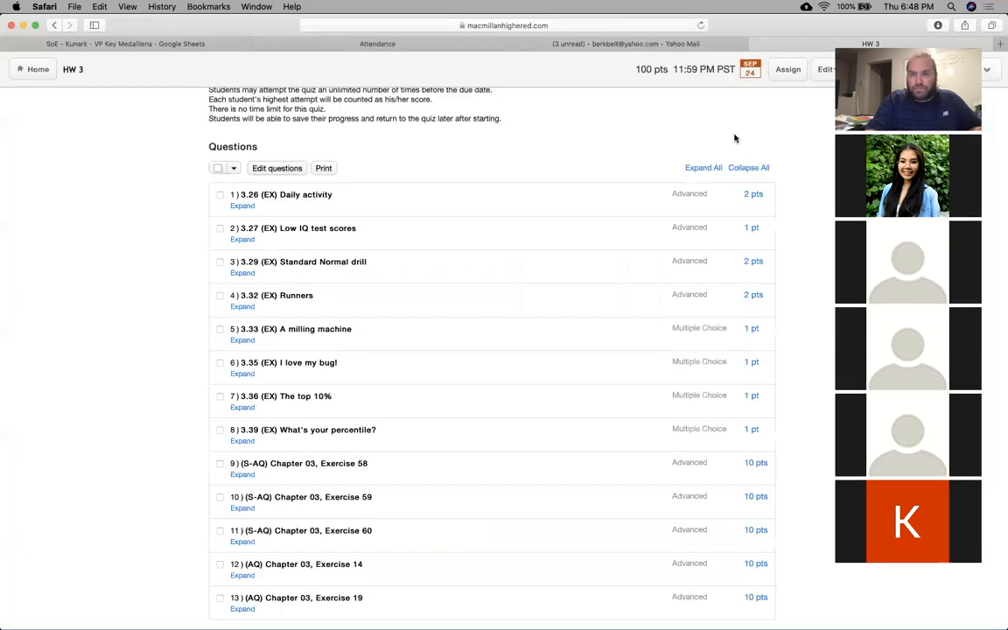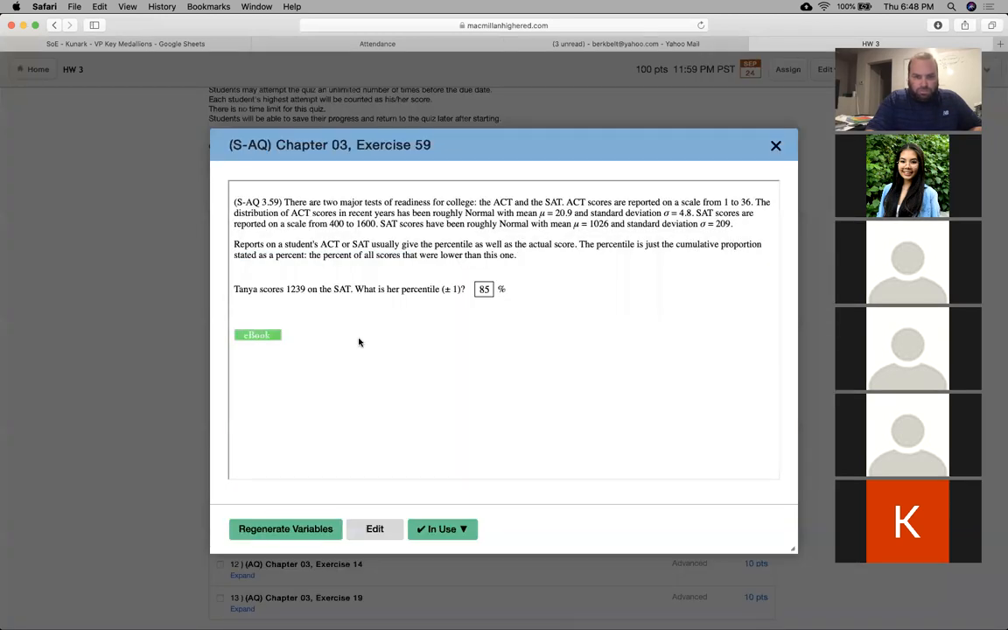So for this question, would you put above, less, or between? Which was 10 that we're on? Yeah. Well, her percentile, that's less. Her percentile, that's always less. Okay? In fact, it says the percentile is just the cumulative proportion stated as a percent, the percent of all scores that were lower than this one. Percentile. Okay?